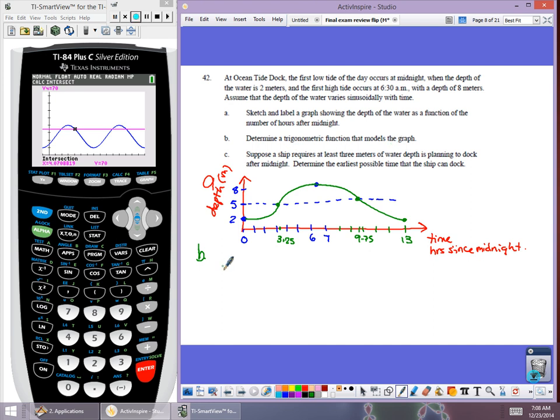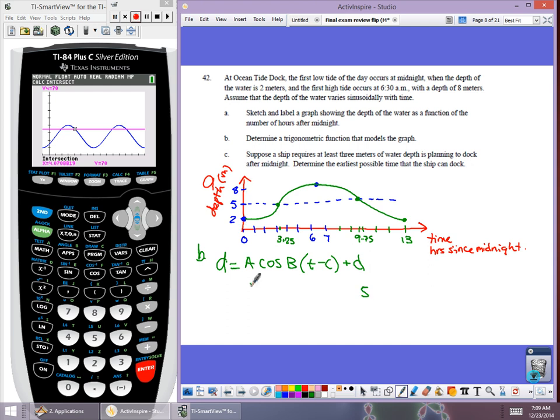So we want depth is equal to A. This looks like a cosine function to me, but a negative cosine. So I'm going to put cosine B of T minus C plus D. All right, so let's start plugging in. D is 5.